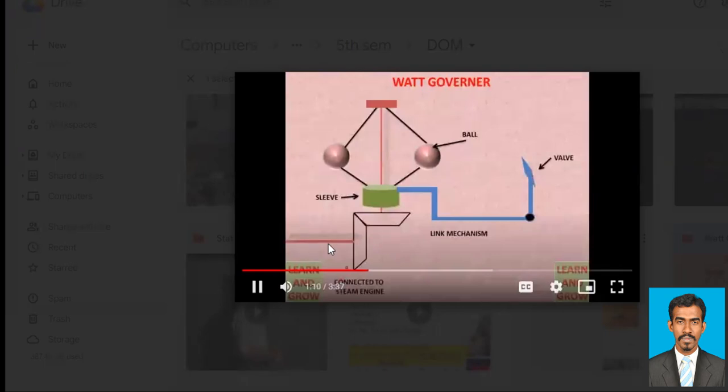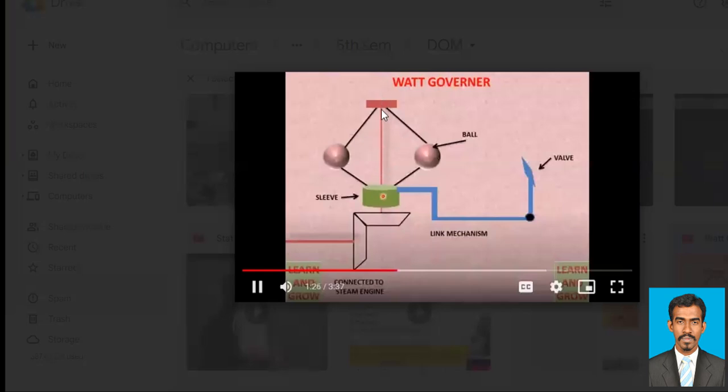And this would be going to the steam engine, connected to the steam engine. So the rest of the part we don't need. We just need to know, since this shaft rotates, this will rotate, and therefore this bevel gear will rotate. So the shaft which is connected here will rotate.